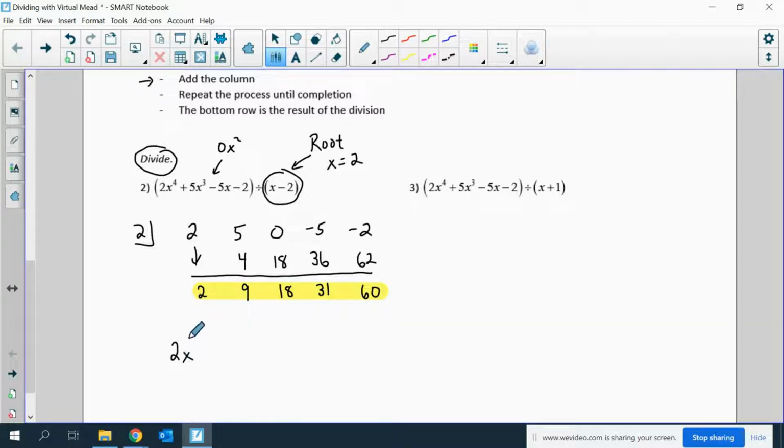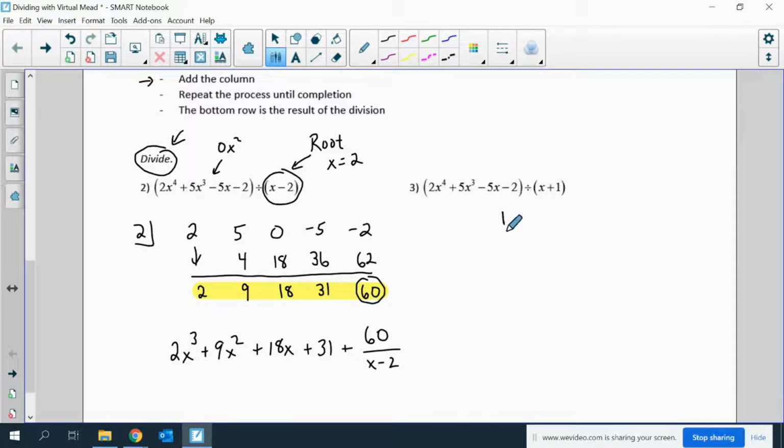So the result is 2x to the third plus 9x squared plus 18x plus 31. Then this is my remainder. And anytime you have a remainder, you write the remainder divided by what you were dividing by. So if my directions are divide, this is my answer.